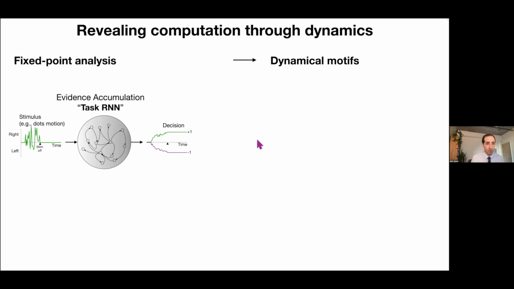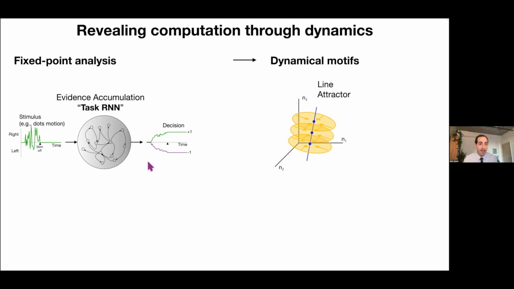So let me give you an example. We can train a task RNN to perform evidence accumulation. To do this, we would take a time series stimuli, which could represent those moving dots, with positive values indicating rightward motion of the dots and negative values indicating leftward motion of the dots. Then we would train a task RNN to spit out a +1 or a -1 at the end of each stimulus, depending on whether that stimulus was more positive or more negative. And if you do a fixed point analysis of this RNN, that will reveal a line attractor, which is the dynamical motif that performs evidence accumulation or integration.